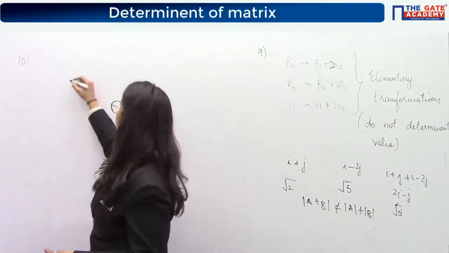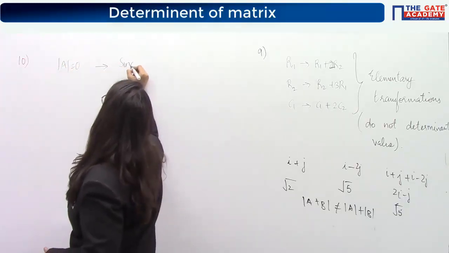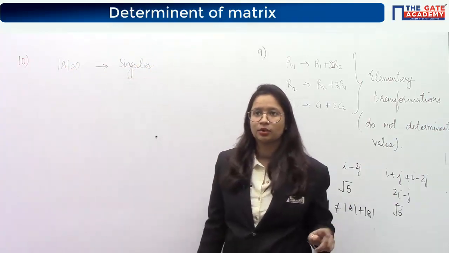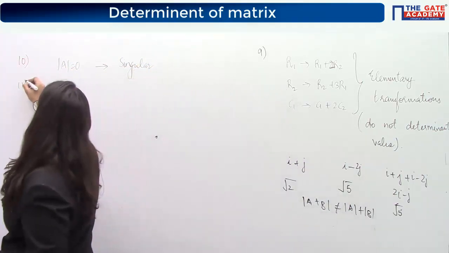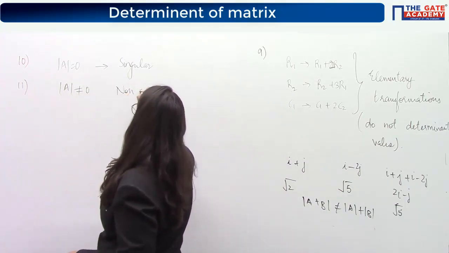So if the determinant of A is 0, we have already discussed, this is known as a singular matrix. Okay, determinant of A not 1 but 0. Similarly, if the determinant of A is non-zero, then it is known as a non-singular matrix.